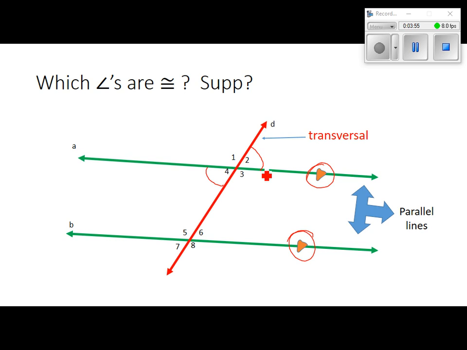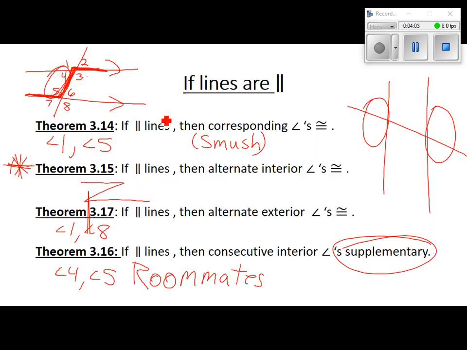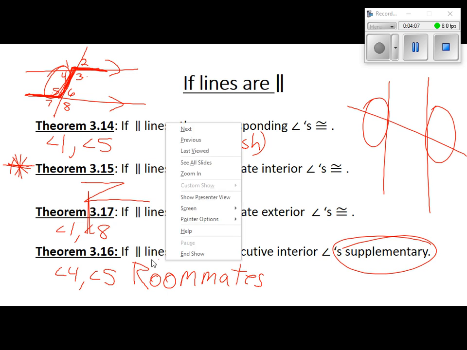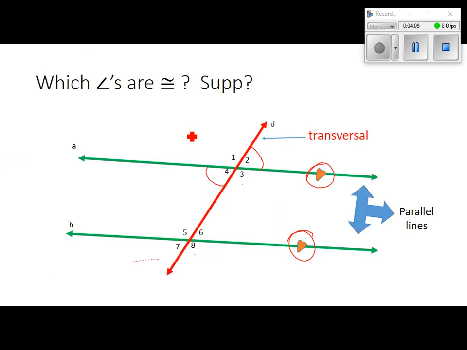3 and 8. So what do we know about angle 3 and angle 8? They're corresponding. And what does this tell us? Corresponding angles have to be congruent. So how am I going to mark angle 3? With 2 lines? Maybe with 2 arcs like that? Boy, that's ugly. And then 2 here.